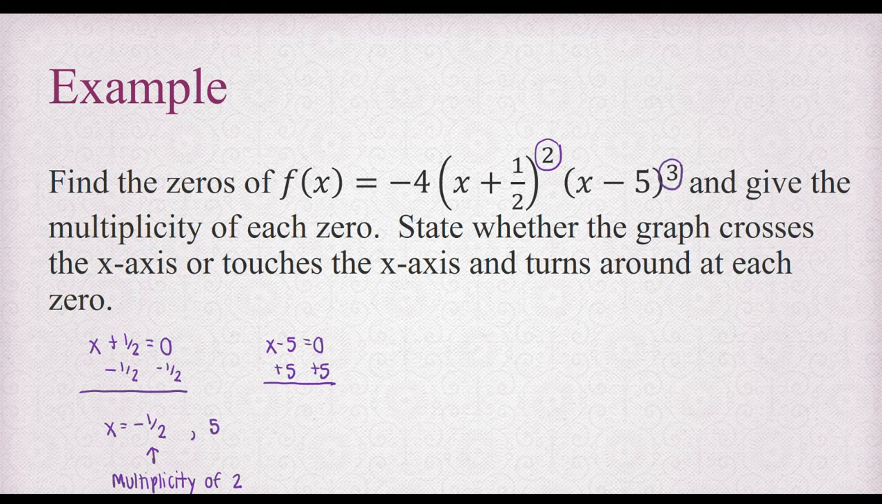Because it had an exponent of 3, I technically had to solve that equation 3 times. So that means I have 3 of the same number. So that means that for 5, I have a multiplicity of 3.